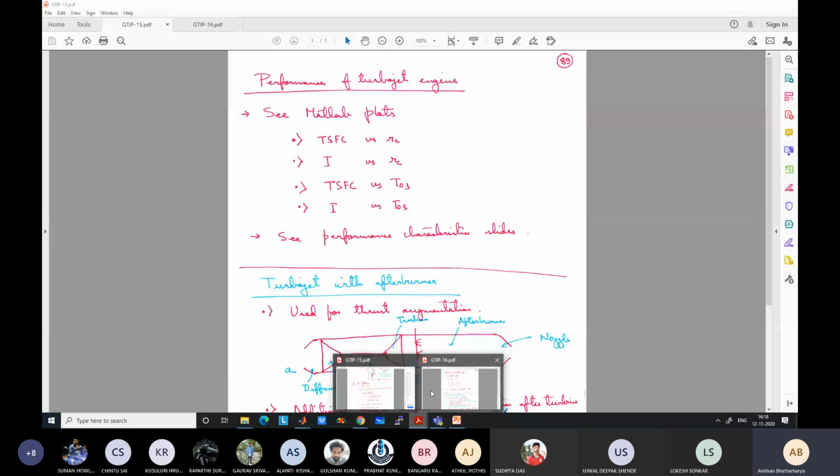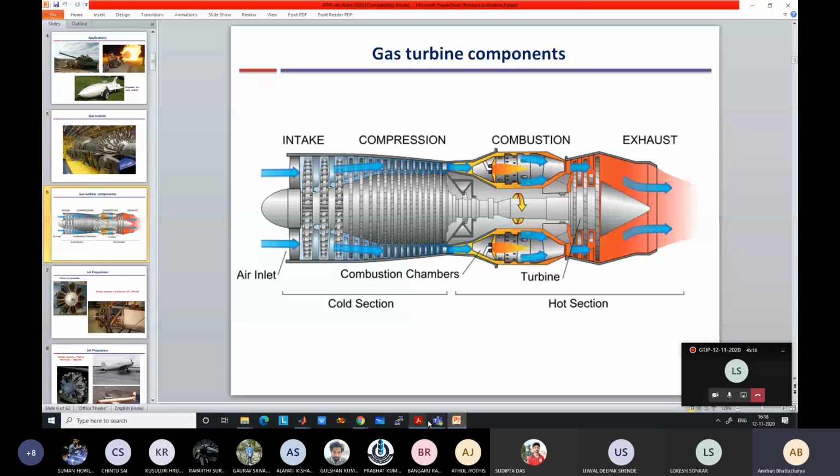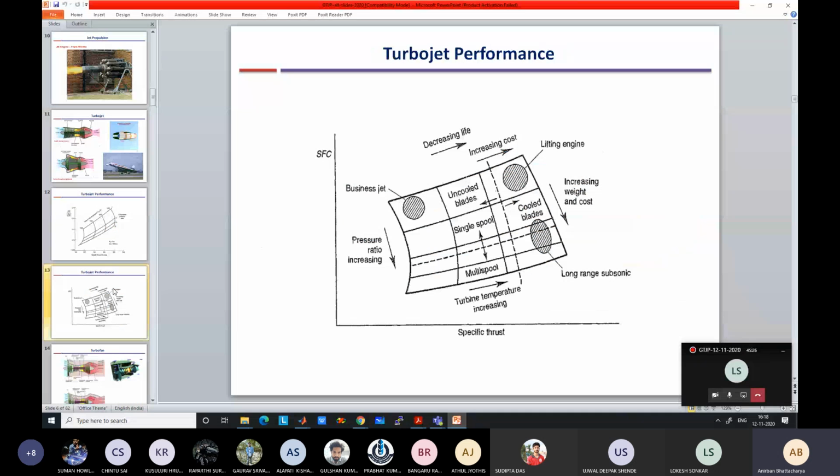This type of turbine is known as a two spool turbine. If you keep on increasing the pressure ratio, you have to go from single spool to two spool turbines. So that is a major design change that will occur if you keep on increasing the pressure ratio.